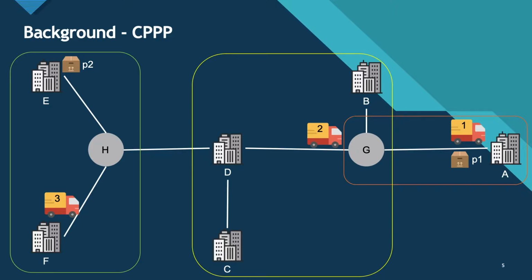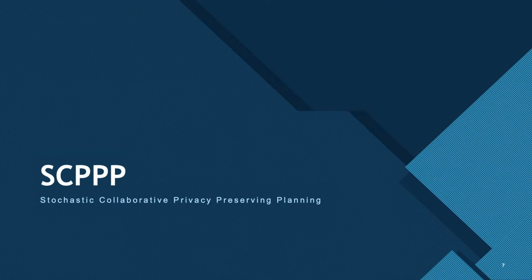The goal of collaborative privacy-preserving planning is to plan the best strategy to get from an initial state to the goal state without exposing the information defined as private. Current privacy-preserving problems use deterministic actions, but in the real world, actions are much more stochastic.